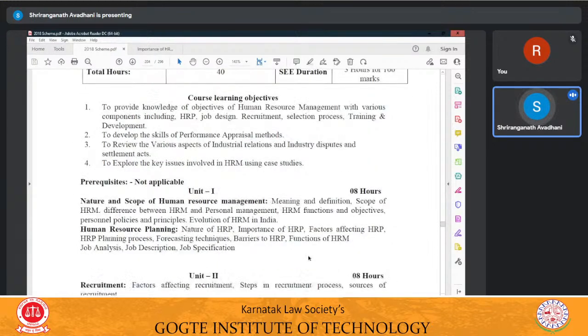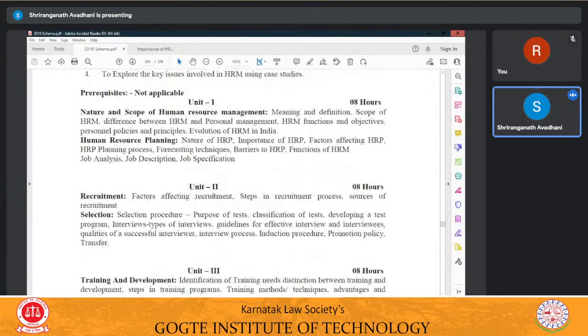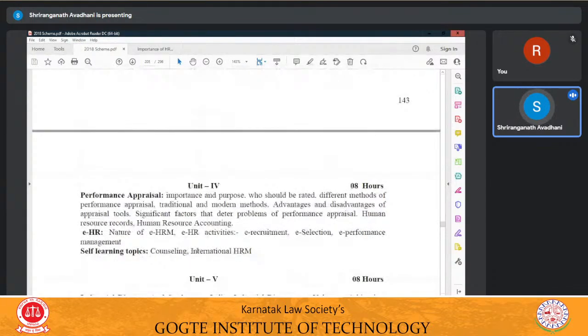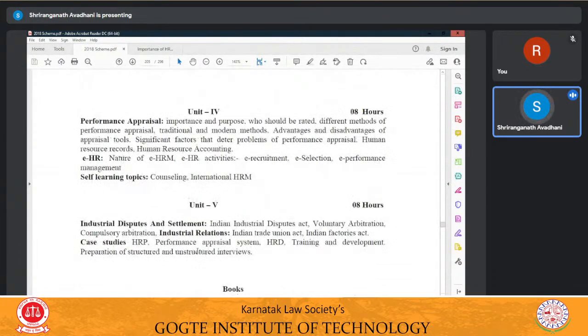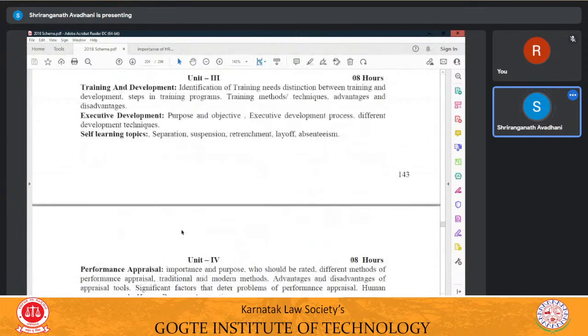So for the first unit, you can read the syllabus later also. The nature and scope of human resource management, human resource planning, recruitment and all those things you are going to learn. Training and development you are going to learn in unit 3. And the fourth one, performance appraisal, which I just explained. And then EHR is there. And then industrial disputes and settlement. This is about the syllabus.